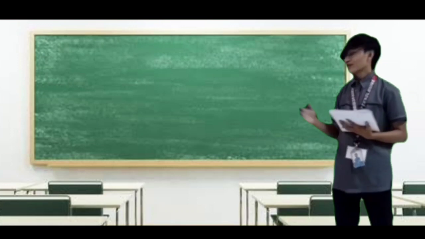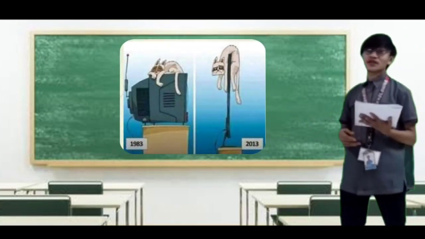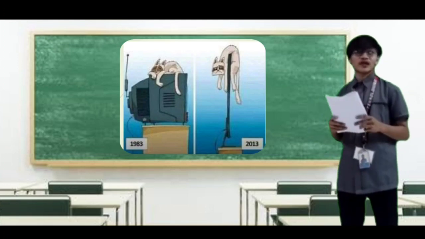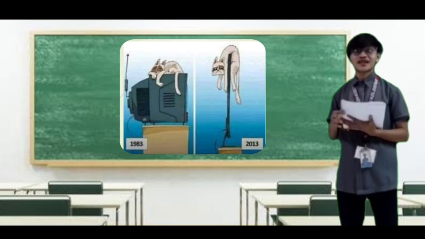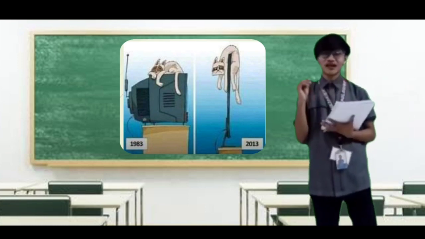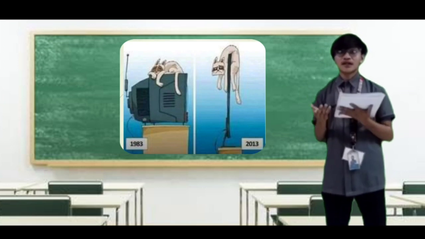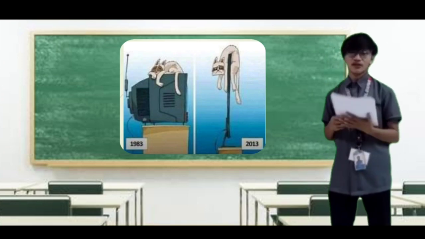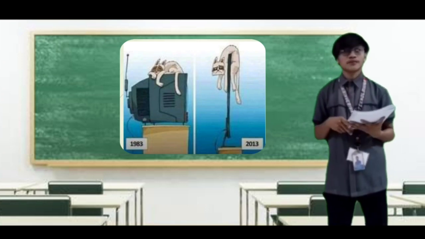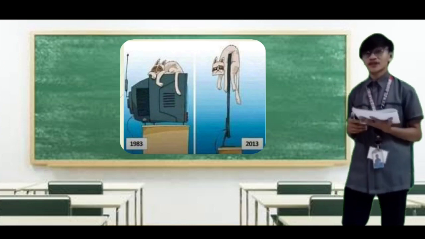Okay, so this one we have. In 1983, as you can see, we have a big monitor, unlike the monitor that we have right now. As you can see in the image, the cat cannot sleep on the monitor that we have today because the monitor that we are using right now is very thin and not heavy. So the monitor or television before is heavier than the monitor or television that we have today.